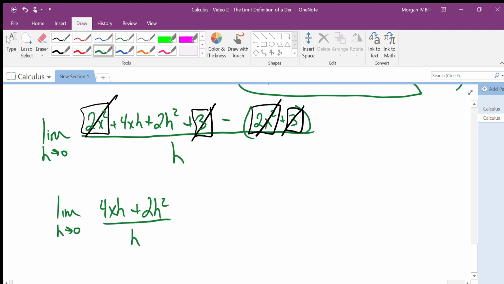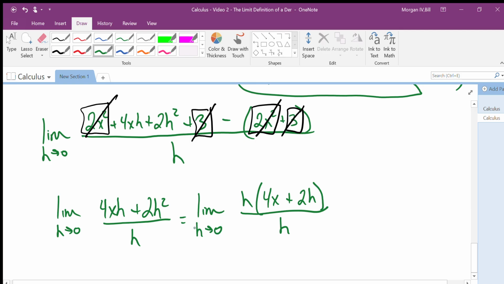Now, this looks a little better, a little less complex than before after canceling. What you should notice, and this will happen every time, is that in your numerator, every term has at least an h. I have a 4xh, there's an h in that term. I have a plus 2h squared, there's h squared, or 2 h's multiplied, in that term. That means I can factor out an h from the numerator. Again, write the limit as h goes to 0 until we use that. If I factor out an h, I'll have left in parentheses 4x plus 2h, factoring h out of those two terms, over h, and what we see is the h's cancel.